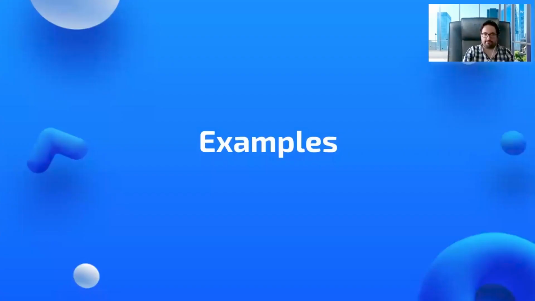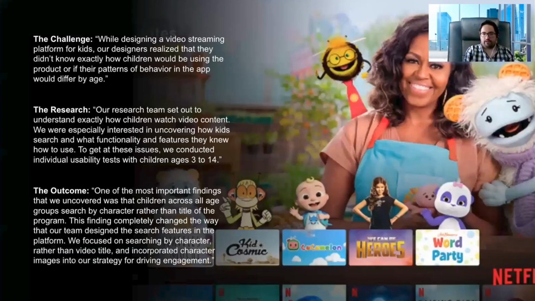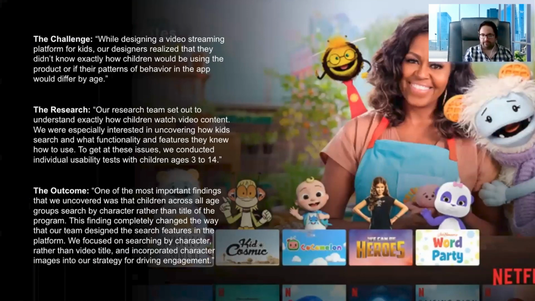And let's talk about examples, as you guys were asking, and how these processes take shape in real life scenarios. Okay, so I'm going to read through this, but I'm going to explain them as well. So what was the challenge of this company? While designing a video streaming platform for kids, our designers realized that they didn't know exactly how children would use the product, or if the patterns of behavior in the app would differ by age.